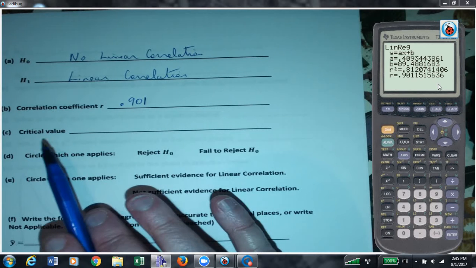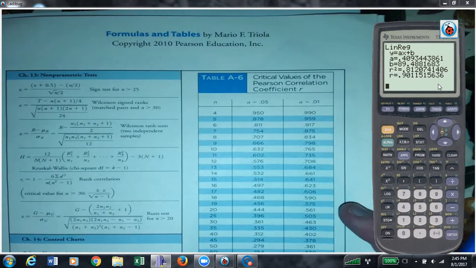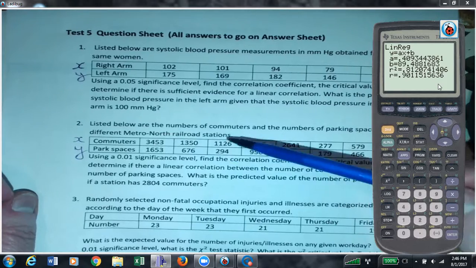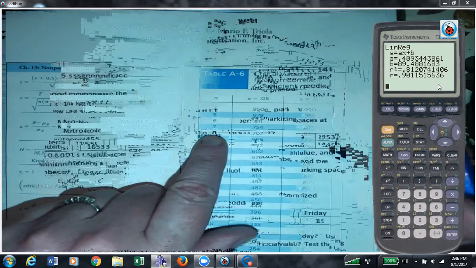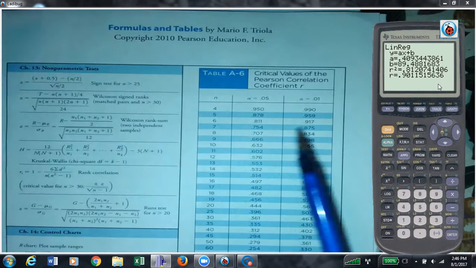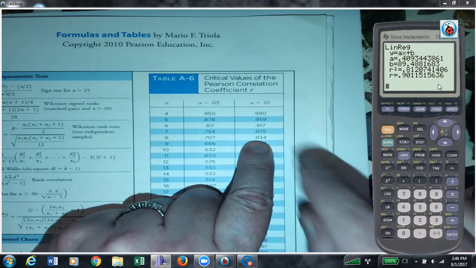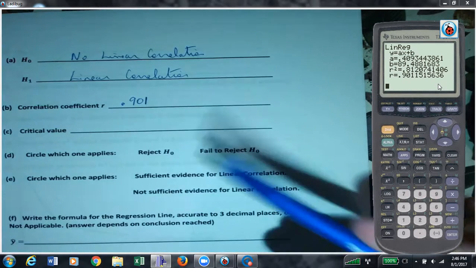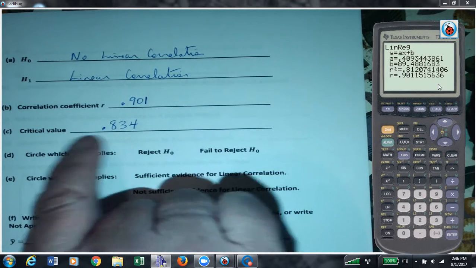So now my critical value I get from A6. So N is the number of pairs we had, and I had 1, 2, 3, 4, 5, 6, 7, 8 pairs of data there. So N is 8, and we had a 0.01 significance level. So N is 8 and alpha is 0.01, and those match up at 0.834. So my critical value is 0.834.